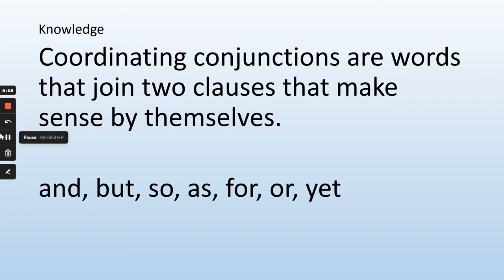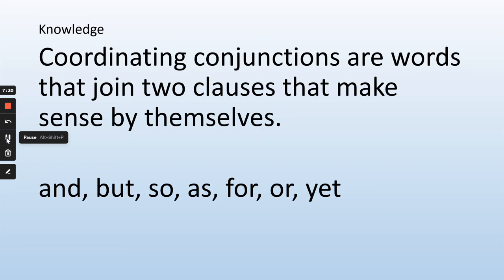Fantastic. Okay, so we've checked our narrative structure. We've included expanded noun phrases. Our second skill we learnt this week was coordinating conjunctions. My turn. Coordinating conjunctions are words that join two clauses that make sense by themselves. Here are some coordinating conjunctions: and, but, so, as, for, or, yet.